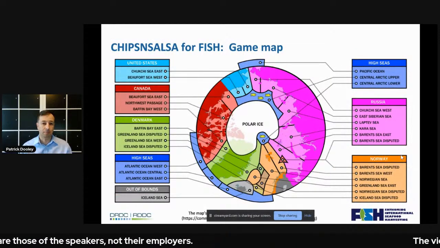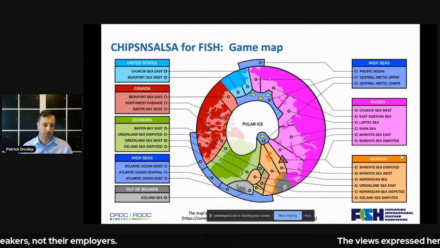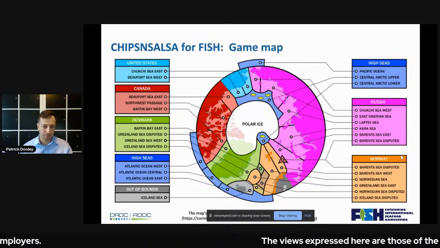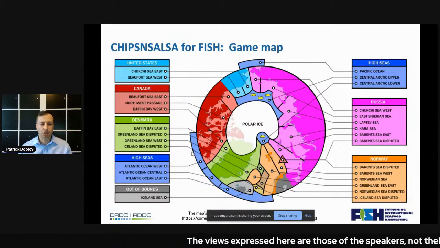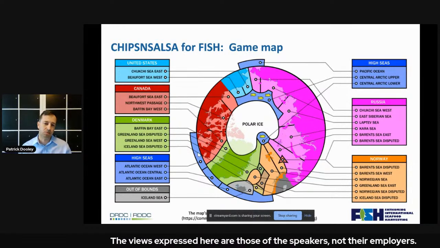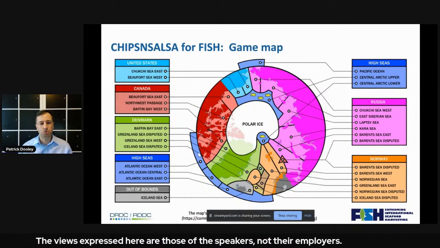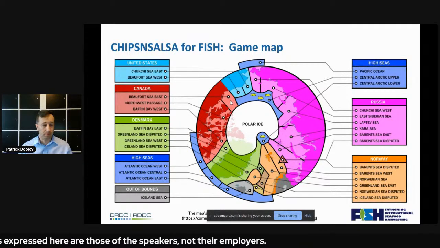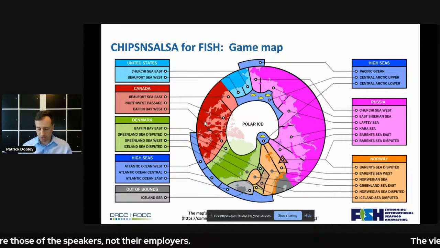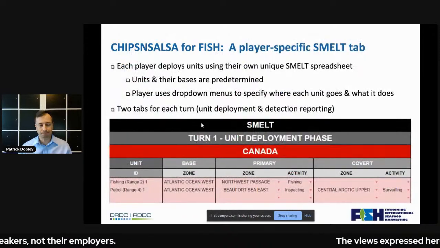Here's a very different example. We have a game called FISH that involves a zone-based map, this one. And the game involves seagoing units that are based in a particular zone, and players can choose which other zones they want to deploy them in to do things. So I'll talk to you a bit about how we do our unit deployment.